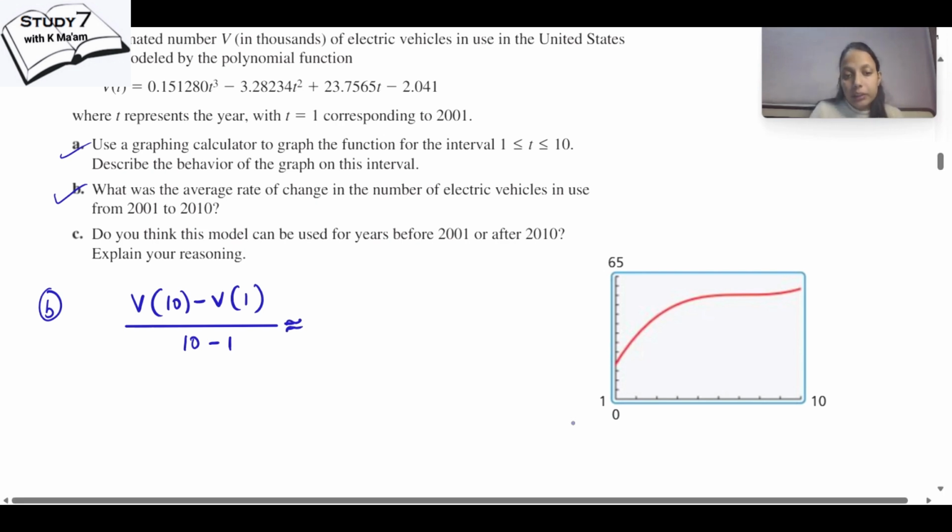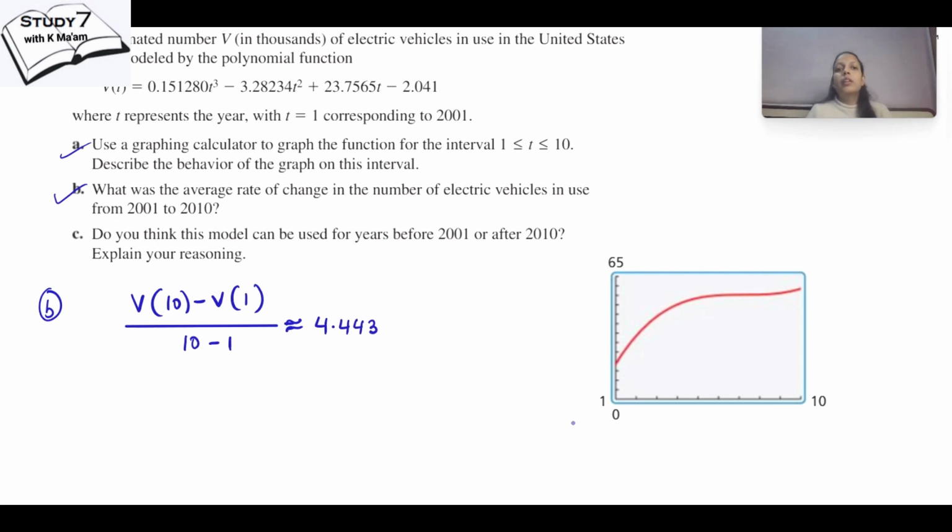Substituting in the calculator, you will get approximately 4.443. Okay. This is the change. It's not the value, it's the change in the number of vehicles used in total from 2001 to 2010. C part says, do you think this model can be used for years before 2001 or after 2010? Explain your reason. So they are talking about the behavior after these points. After 2010, how the behavior of the graph will be.